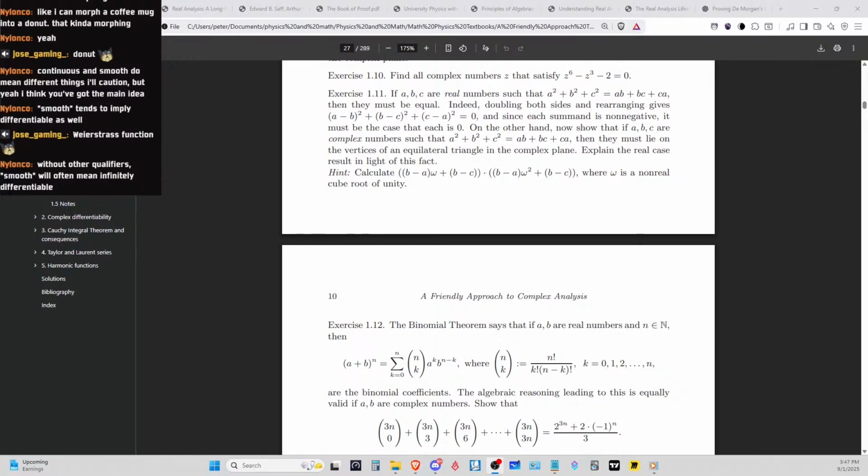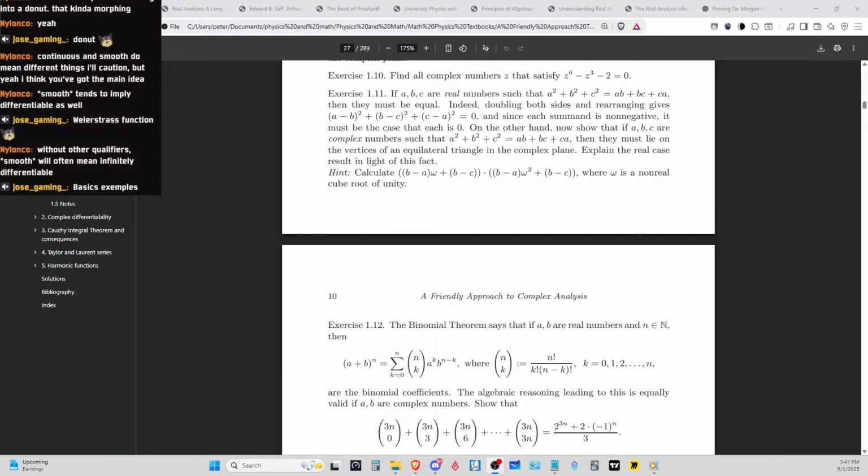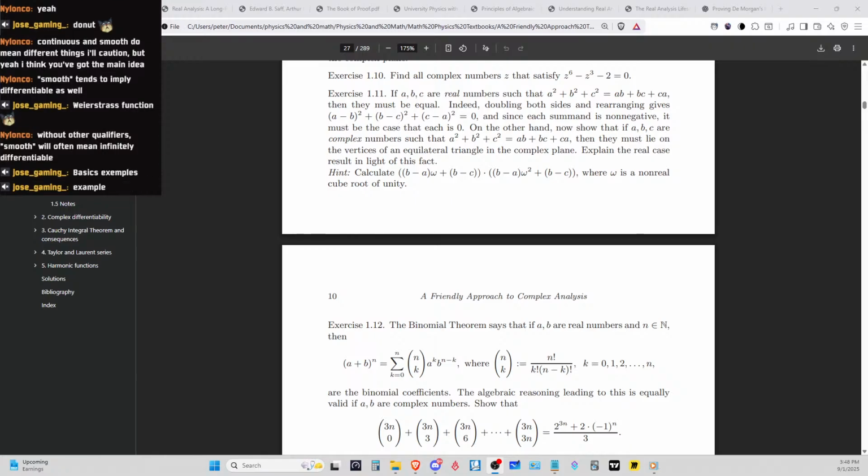Let's see. What did you type? "Without other quantifiers, smooth will often mean infinitely differentiable." Okay. So if it's continuous, does that mean it's just differentiable to a certain point? Is that what it means? Is that the difference, or am I just missing something? Basic examples. Oh, okay.